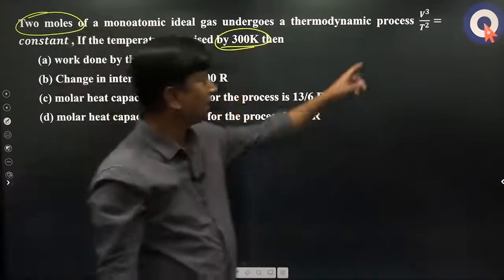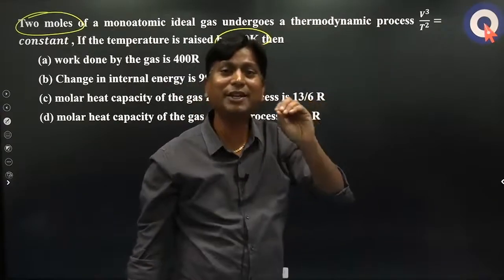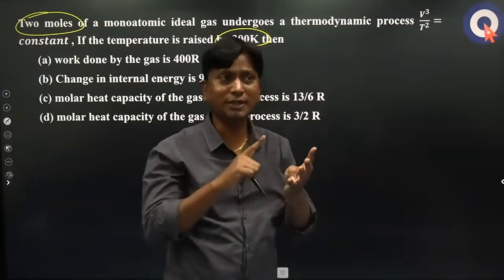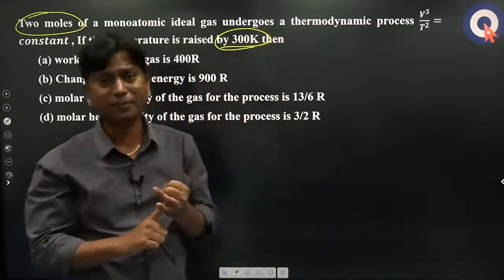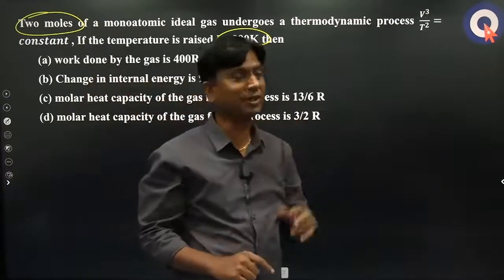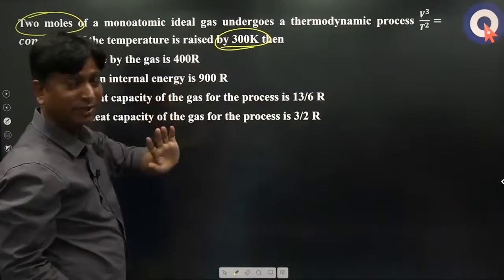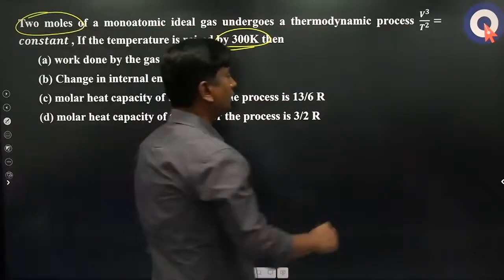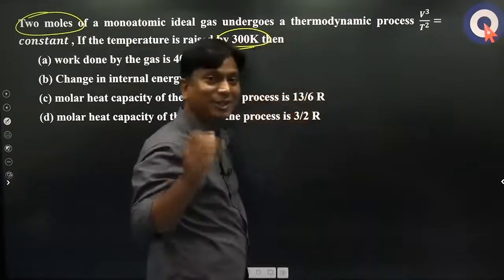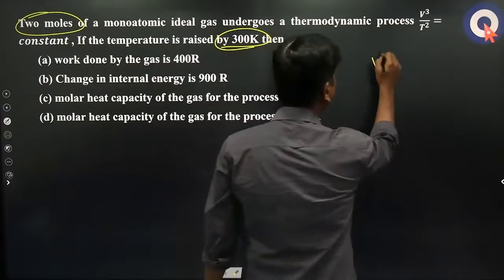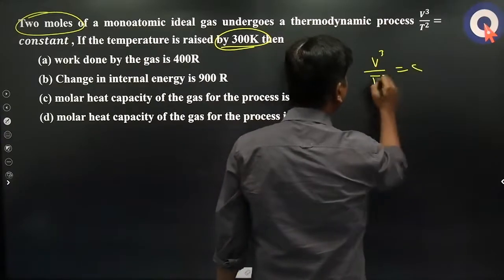See, as I told you, whenever process is given and delta T is given, any question you can solve. Whether they are asking Q or delta U or work done, or molar specific heat, anything you can make it, because delta T they have already given, change in temperature. So first let us try to convert this in terms of pressure and volume, power x. So V square by T square is equal to constant.